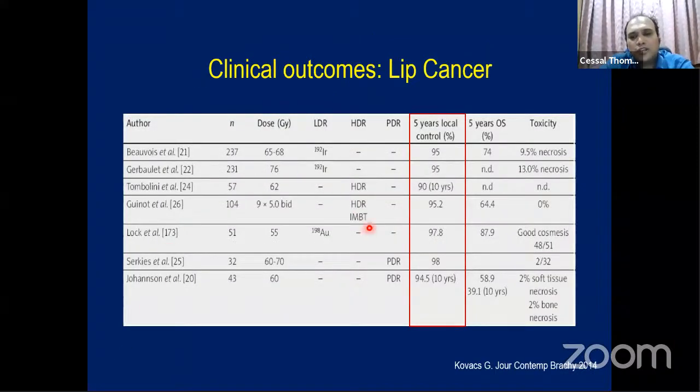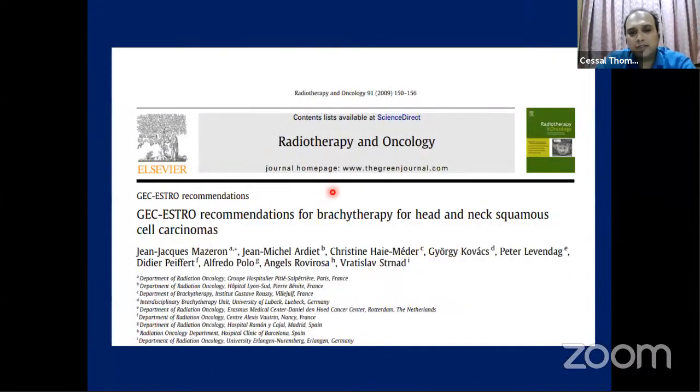All authors have shown that in selected patients, for lip lesions as well as for tongue, the 5-year local control ranges from around 95% to 98%, and the 10-year is around 90%. So in good hands, brachytherapy has good outcomes. You can read this paper, published in the Green Journal in 2009: the GEC-ESTRO recommendations for brachytherapy for head and neck squamous cell carcinomas.